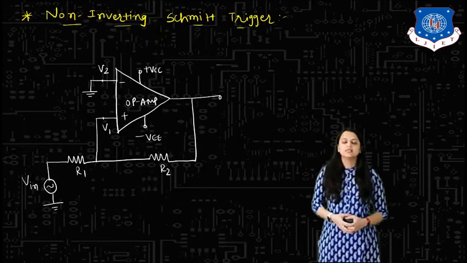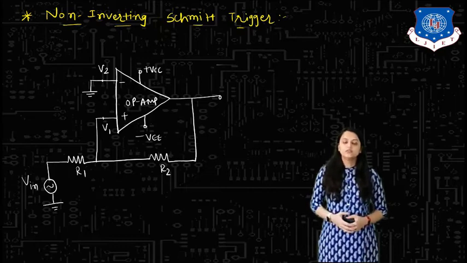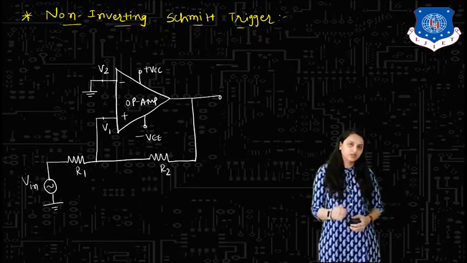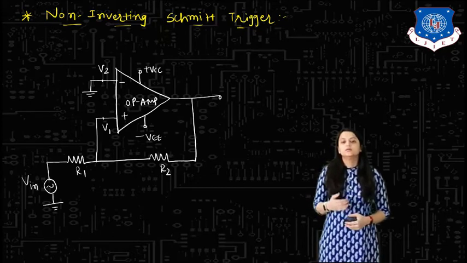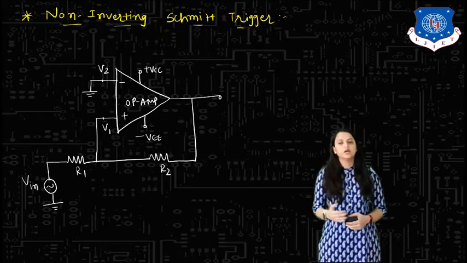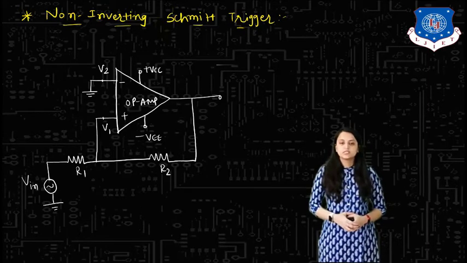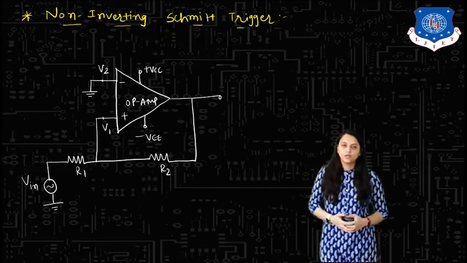Now next is the non-inverting Schmitt trigger. As it is non-inverting, the supply is given to the non-inverting or positive terminal of the input. Here in the Schmitt trigger, positive feedback is used with R1, R2. This is the circuit diagram of the non-inverting Schmitt trigger.